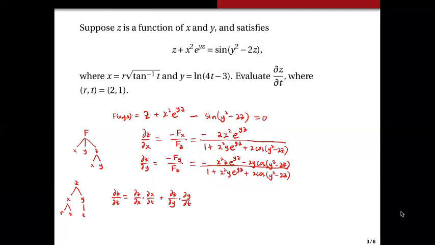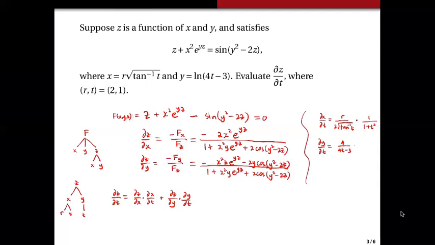And then partial x with respect to t, let's write it on this side. Partial x with respect to t, this is equal to what? R over 2, sorry, R over 2, yep, that's 2, square root of tangent inverse of t times 1 over 1 plus t squared. And then here we have partial of y with respect to t. We have 1 over 4t minus 3. By chain rule, we multiply by 4.